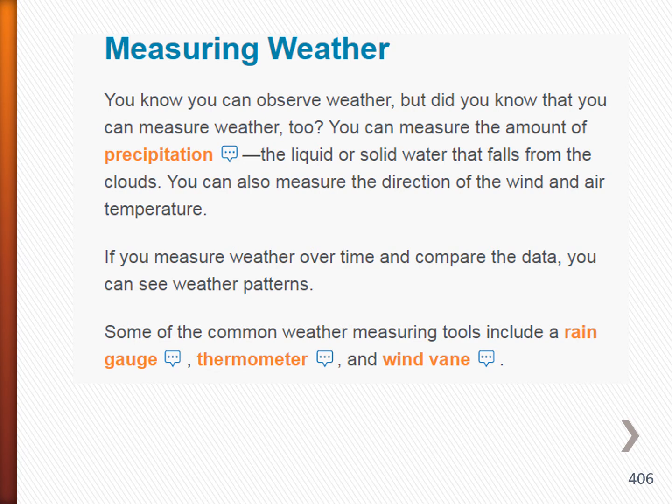Now open your books on page 406. Measuring weather. You know you can observe weather, but did you know that you can measure weather too? Yes, you can measure the amount of precipitation, the liquid or solid water that falls from the clouds. You can also measure the direction of the wind and air temperature. If you measure weather over time and compare the data, you can see weather patterns. Some of the common weather measuring tools include a rain gauge, thermometer, and wind vane.